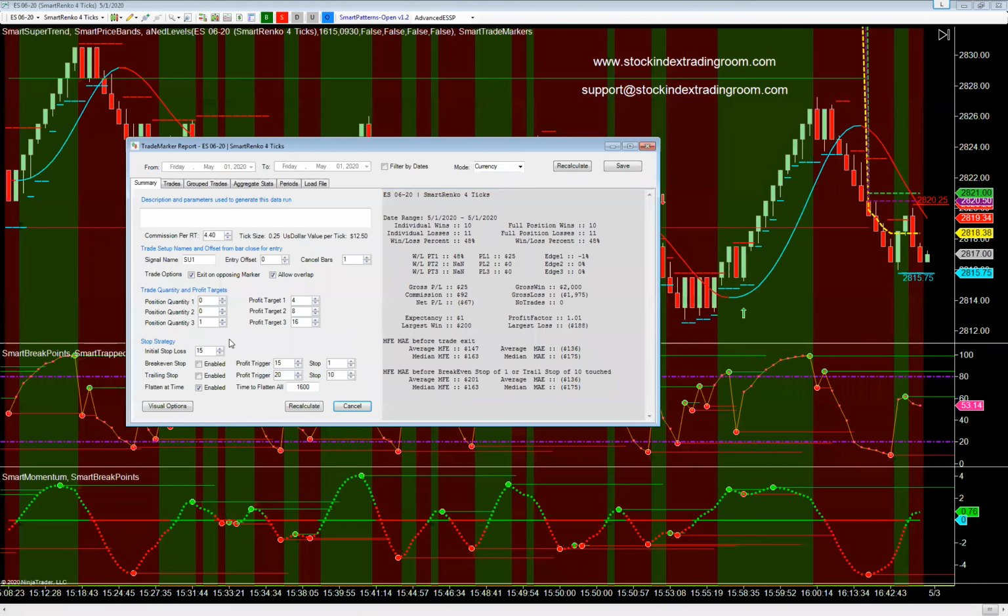I'm not going to change that and say, hey, look, if you do this, this is what you get. That's up to the trader. It's up to the individual. We just show you what the system generates.